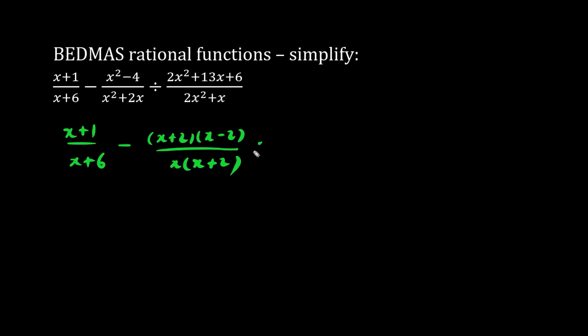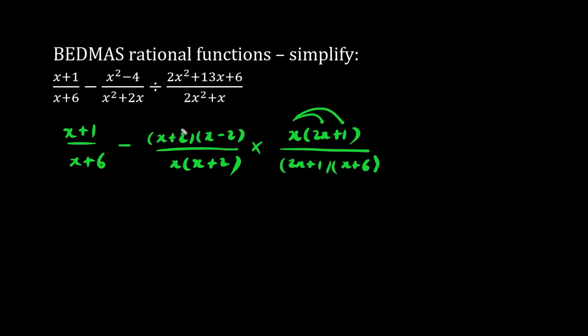This division sign, let's change it to multiplication and focus on the bottom going on the top here. So this is going to be x times 2x plus 1, because we have 2x squared and plus x. As for this trinomial, let's factor it to 2x plus 1 and x plus 6. 2x times x is 2x squared. We have 2x times 6 is 12x, plus x is 13x. 1 times 6 is 6.